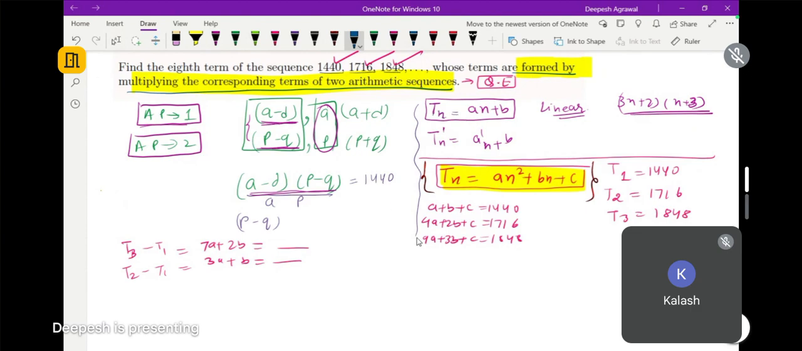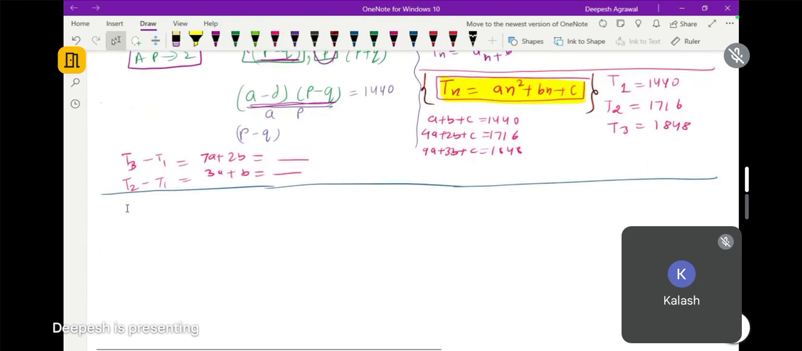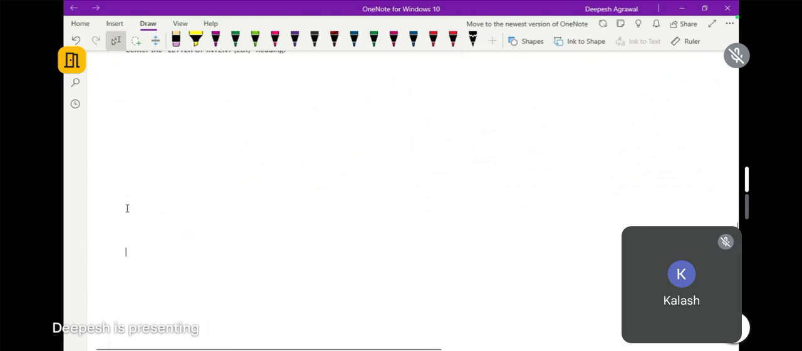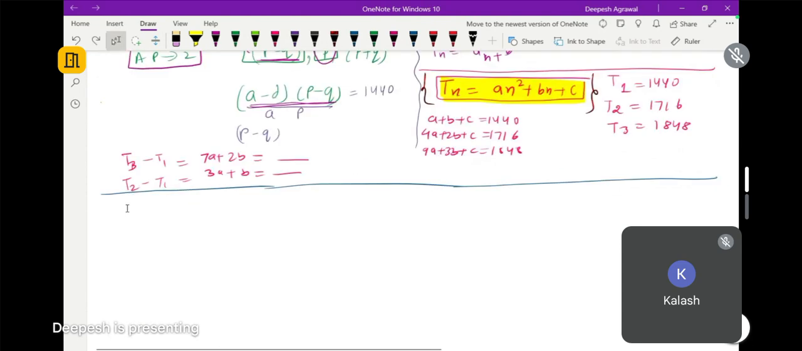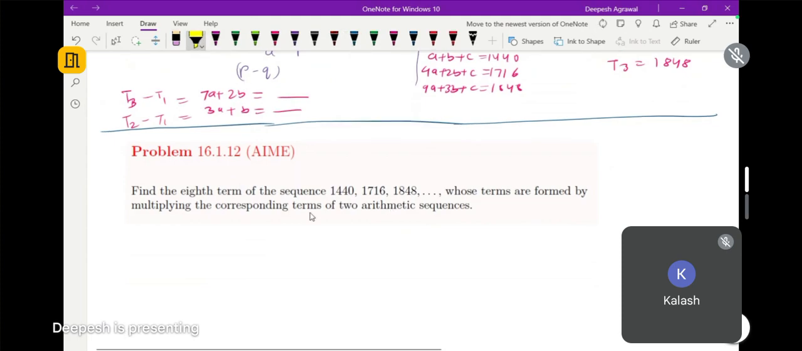So that is one way. In another way, we can take the nth term of the given sequence. The given sequence is the multiplication of two corresponding terms of two arithmetic sequences. So this is our sequence. This will become your main pointer: whenever there is a multiplication of two arithmetic sequences, the general term will become an square plus bn plus c.